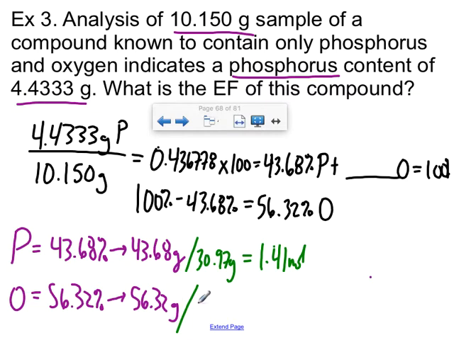Oxygen, the molar mass of oxygen, 15.99 grams per mole. I should have wrote mole up here. So 56.32 divided by 15.99 is 3.522 moles. All right, so I got my two numbers here.